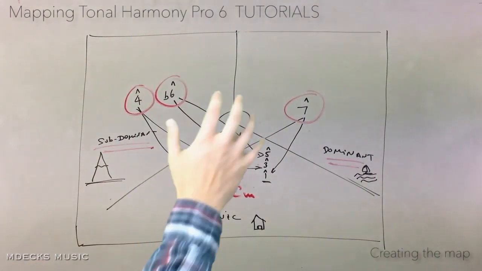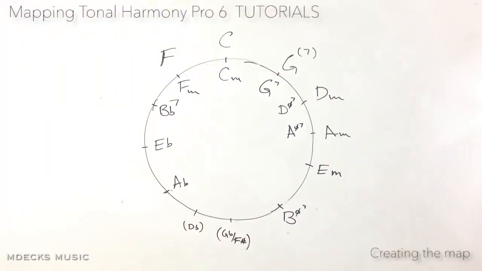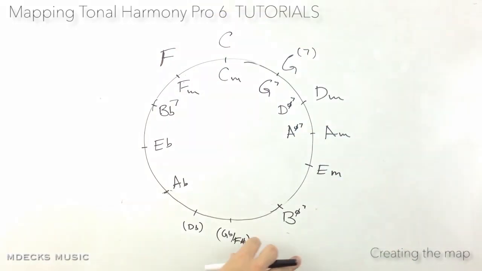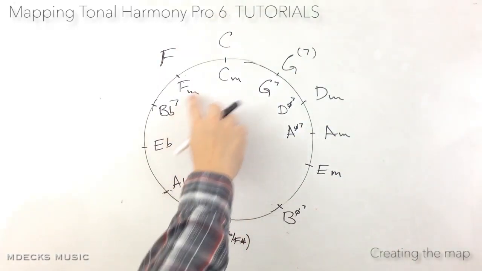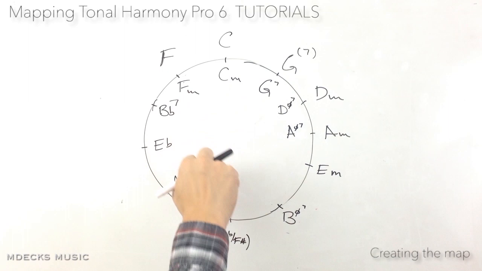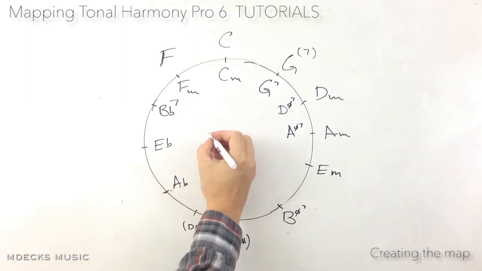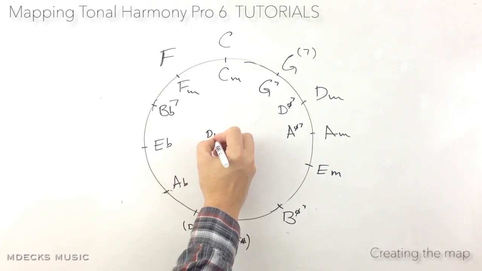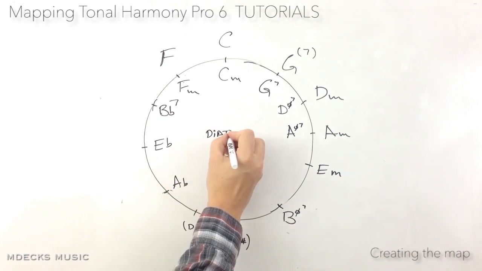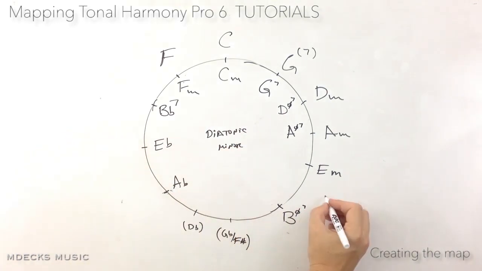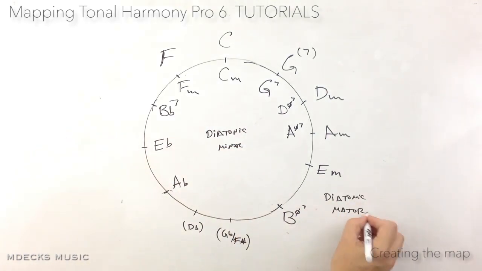Now we can use the 4 and the flat 6 for subdominant, and the 7 for dominant to classify and map functions. Remember, on the outside we have the chords from the major, and on the inside, the chords from the minor. These chords all come from stacking thirds using notes from the C major or minor scale. This is what we call diatonic chords. So these are the diatonic minor and these the diatonic major.